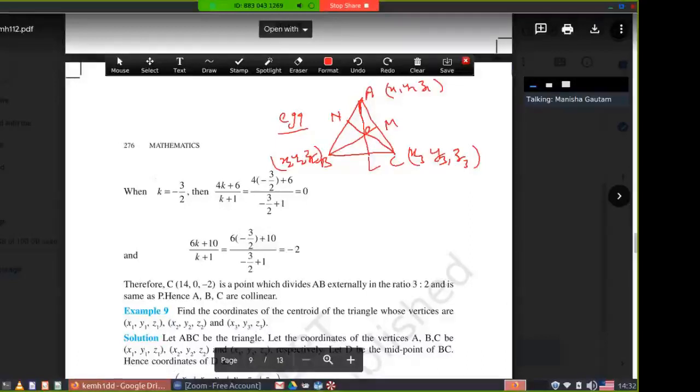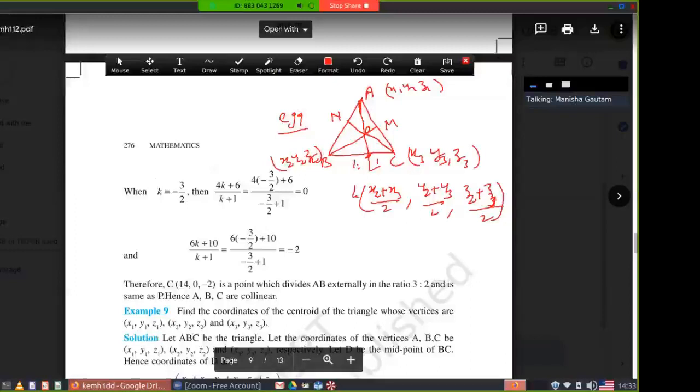Here I want to calculate the coordinates of O. First of all, you must know L is the point where the median meets the side. L is the midpoint of BC, M is the midpoint of CA, and N is the midpoint of AB. So the coordinates of L are what? L coordinates will be x2 plus x3 upon 2. Median means the ratio is 1:1, so 1 plus 1 is 2. Second, y2 plus y3 upon 2. You have to use the midpoint formula. Then z2 plus z3 upon 2. Now you have got the L coordinates.